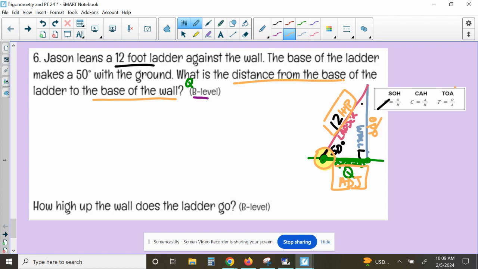Okay, so that means we say what we're using: we are using hypotenuse and adjacent. Sorry about that. Hypotenuse and adjacent. And so look at your SOHCAHTOA. What do we want to use for hypotenuse and adjacent? Cosine. So let's put down cosine.